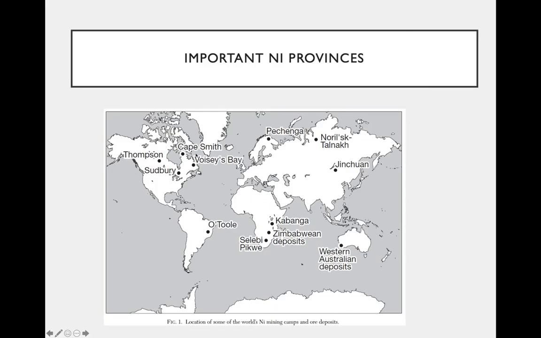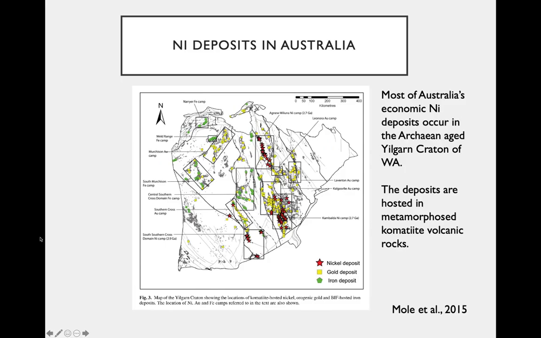So here's just showing where some of these important provinces are, and as you can see, they're predominantly where we have large cratonic lithosphere. So Western Australia, Africa, Brazil. Over here we have the Canadian Shield, and the big shields in Russia. That's largely because we get these magmas that are hot enough to contribute to this process.